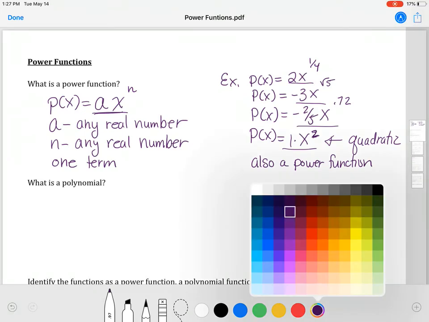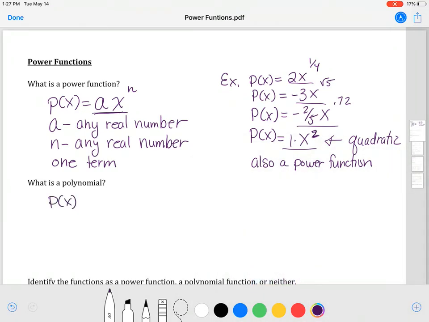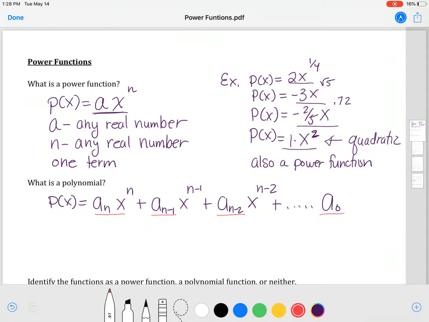Okay, now a polynomial, on the other hand, looks like this. Notice one difference right off the bat is that a polynomial can have multiple terms. It doesn't have to have multiple terms, but it can. Your a's are your coefficients. So let me highlight those in blue. These are my coefficients. Okay, those are my a's. And my a's can be any real number.